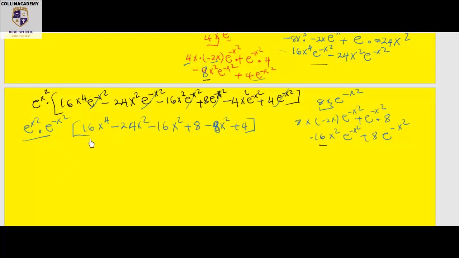So we have this to be 16x raised to the power 4, minus 24x squared, minus 16x squared, minus 8x squared, which will give us negative 48x squared. Then we have 8 plus 4 to give us plus 12. So our h of x should be this one.